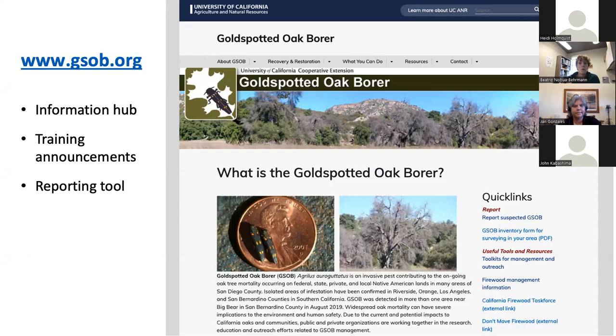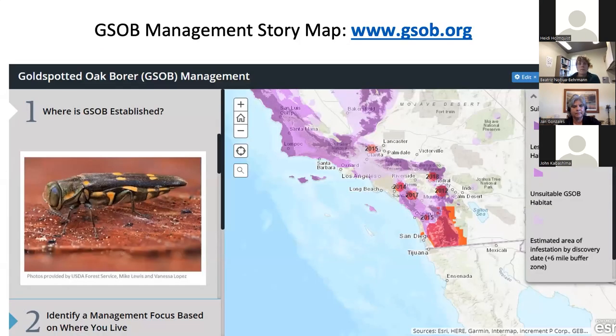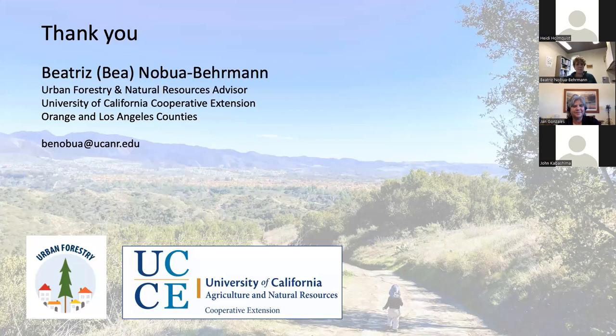So if you want more information, you can go to gsop.org. We have lots of information there, training announcements, a reporting tool where you can let us know if you suspect there's GSOP in your area. And then there's a really good story map for GSOP management that you can consult so you can get more information there. All right, thank you so much.